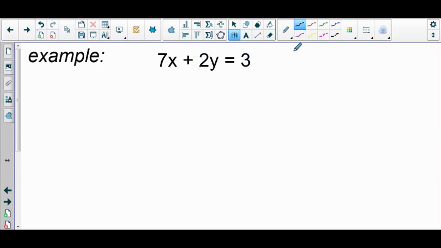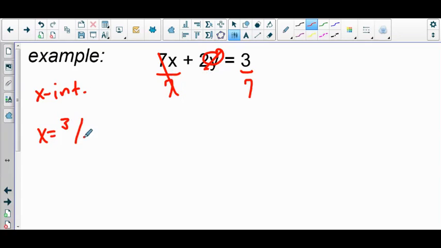Okay, 7x plus 2y equals 3. So the question becomes, let's find the x-intercept first. Well, I do that by making y equals 0, right? So 2 times 0 is 0. So 7x is equal to 3. And how do I get the x by itself? I divide by 7. And if I divide one term by 7, I divide both terms by 7. These cancel. So as you can see, x is equal to 3/7.